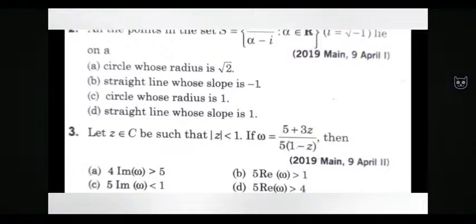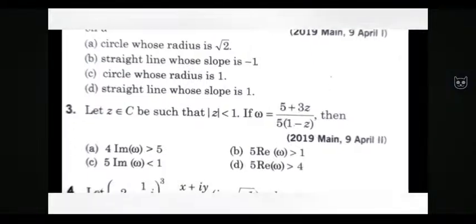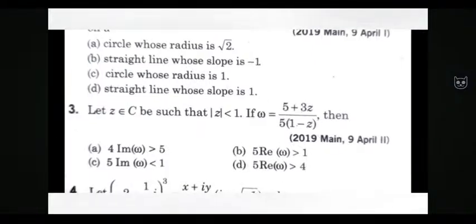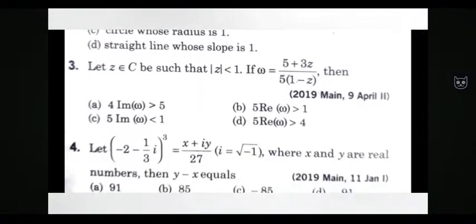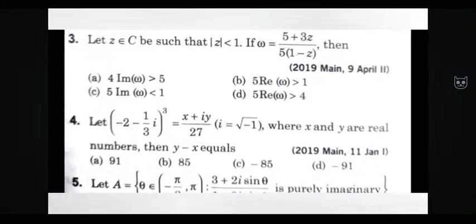So check these options. Next, third question: let z belongs to C be such that mod z is less than 1. If omega is equal to (5 plus 3z) divided by 5 into (1 minus z), then check the options A, B, C, D. Now go for the next question, the fourth one.